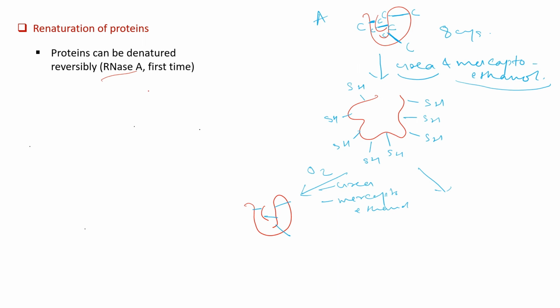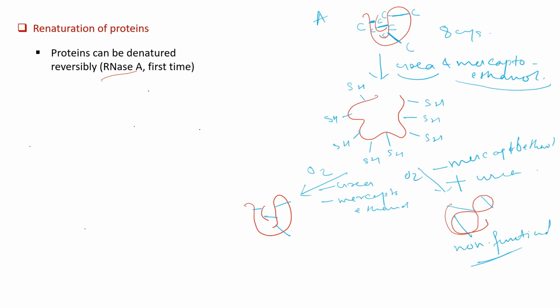Let's remove the mercaptoethanol, and leave the urea as it is. So that means now in the denaturation condition, the urea is still present, but we removed the mercaptoethanol in the oxidized condition. So what we will find is the protein will fold, but the way it will fold will be different from its native conformation, and hence this protein will become non-functional. Why did it happen and what does it suggest?